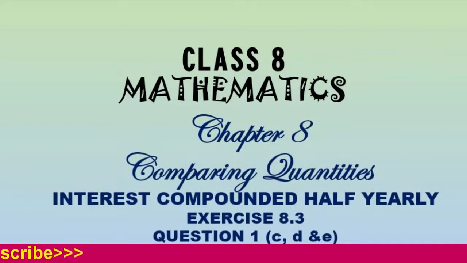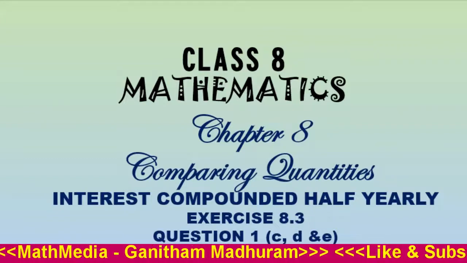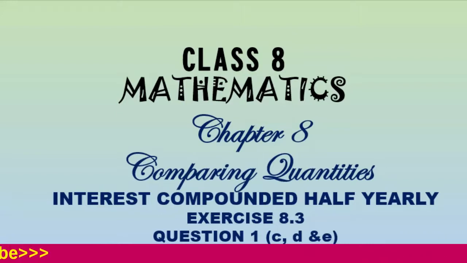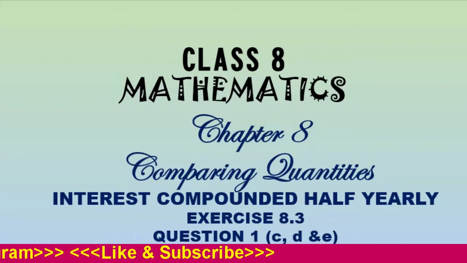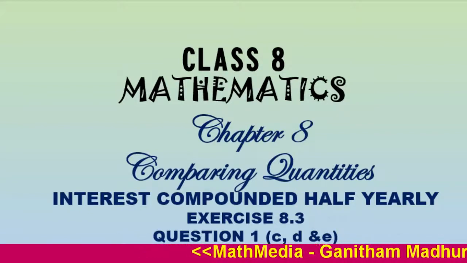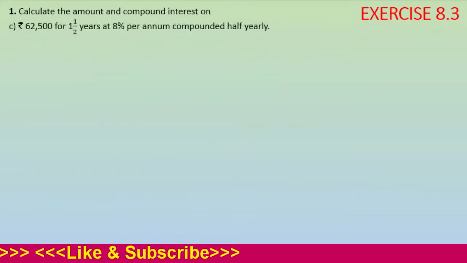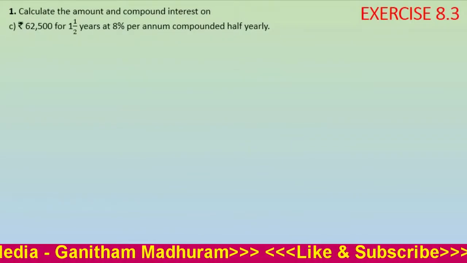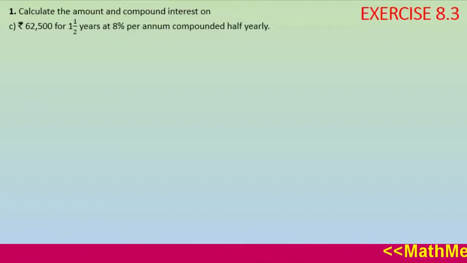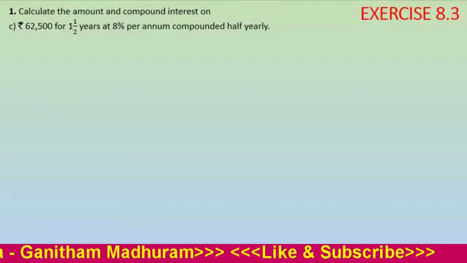Today I am going to discuss Chapter 8 Comparing Quantities of Class 8 Mathematics, the last portion, Compound Interest. Here we are solving exercise 8.3 questions C, D, E of question 1. Our first question is calculate the amount and compound interest on rupees 62,500 for 1.5 years at 8% per annum compounded half yearly.